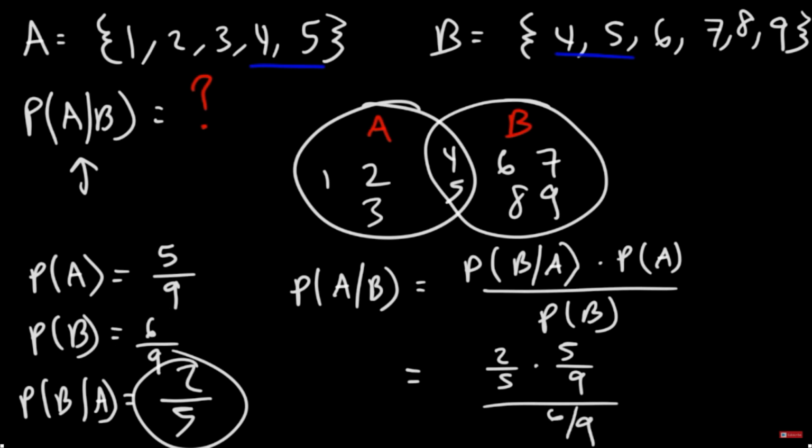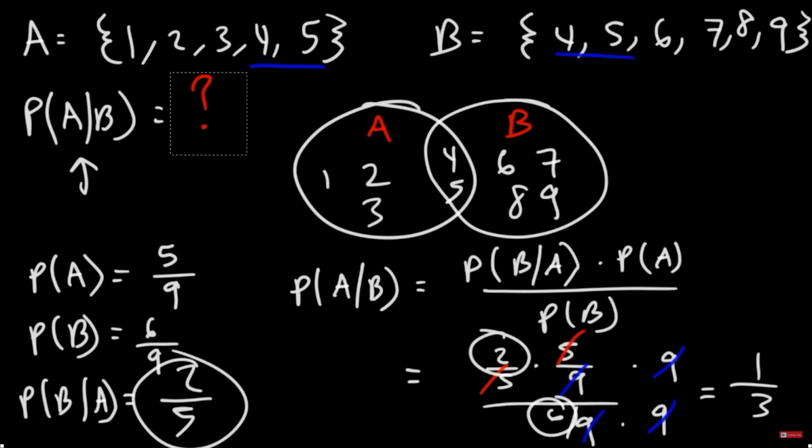So right now, we could cancel the 5s. And if we multiply the top and the bottom of the fraction by 9, we can also cancel the 9s. So we're left with 2 over 6, which reduces to 1 over 3. So the probability that A will occur, given that B has already occurred, is 1 out of 3.